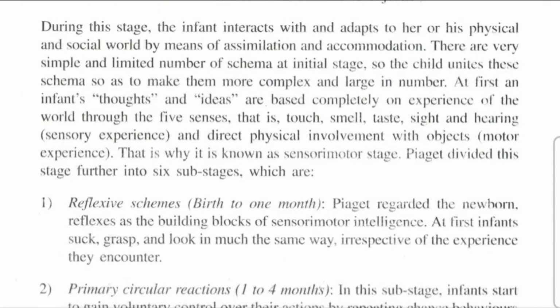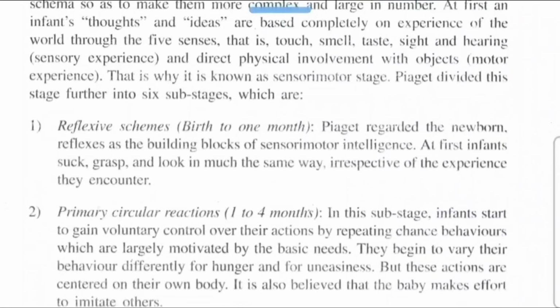At first, an infant's thoughts and ideas are based completely on experience of the world through the 5 senses, that is, touch, smell, taste, sight, and hearing, which is sensory experience, and direct physical involvement with objects, which is motor experience. That is why it is known as the sensorimotor stage. Piaget further divided this stage into 6 substages, which are: 1.